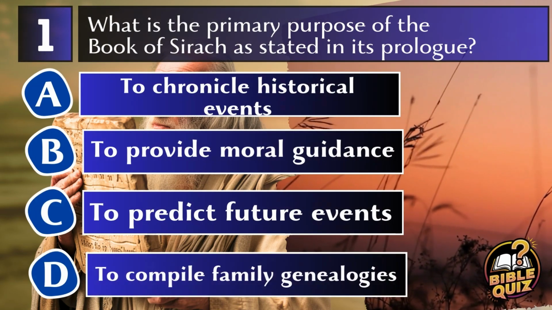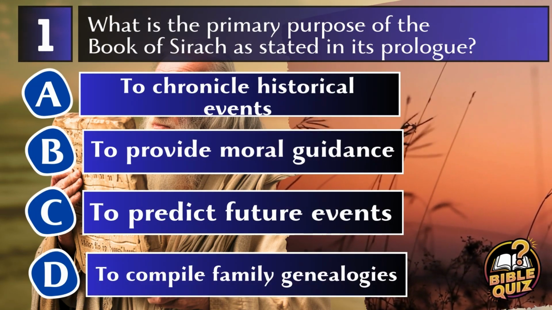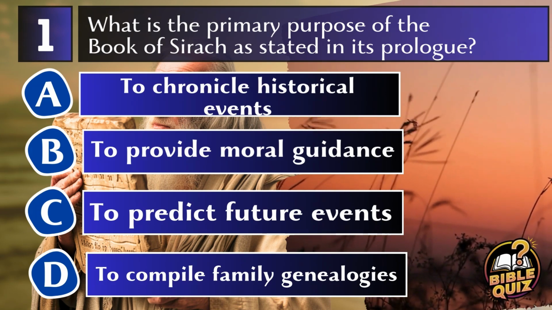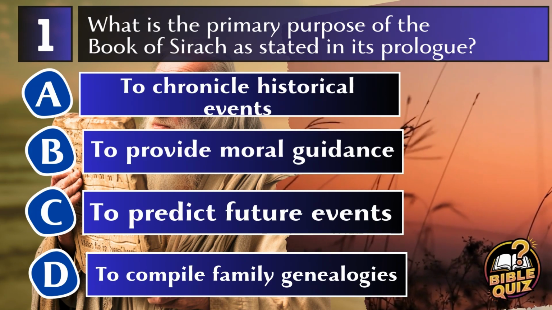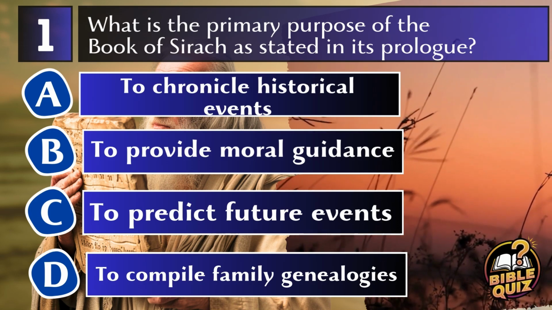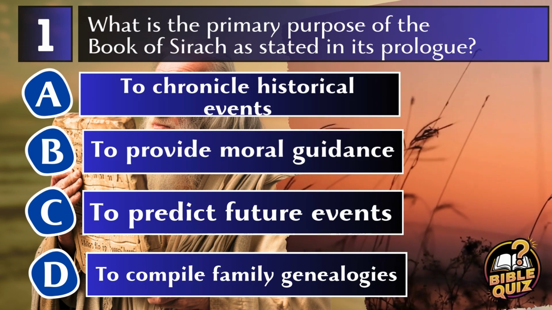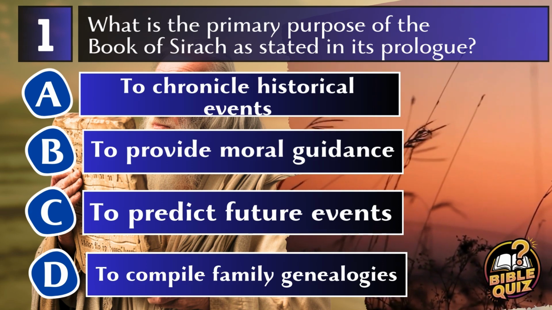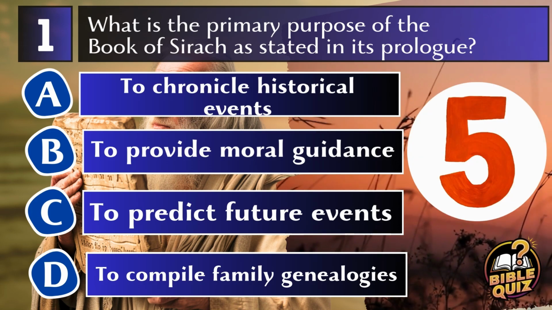Question 1. What is the primary purpose of the Book of Sirach as stated in its prologue? A. To chronicle historical events. B. To provide moral guidance. C. To predict future events. D. To compile family genealogies.